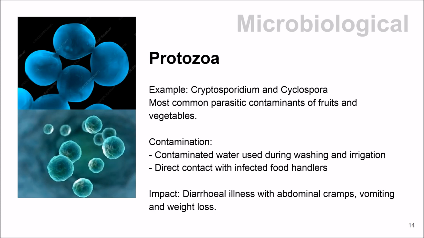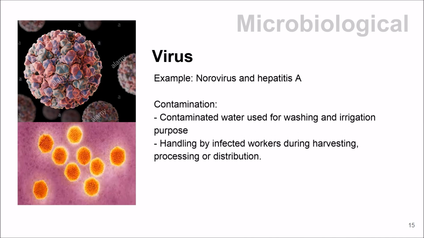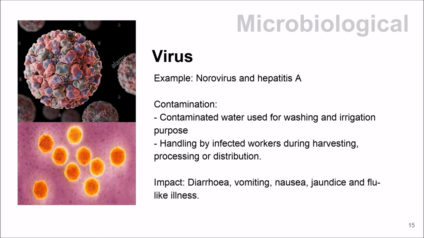The third microbial contamination is by virus. Common examples of viruses related to fruits and vegetables are norovirus and hepatitis A. Contamination from these viruses is also by the usage of contaminated water for washing and irrigation, and also by direct contact with infected workers or food handlers during harvesting, processing, and distribution. The impact of these viruses on humans is diarrhea, vomiting, nausea, jaundice, and flu-like illnesses.